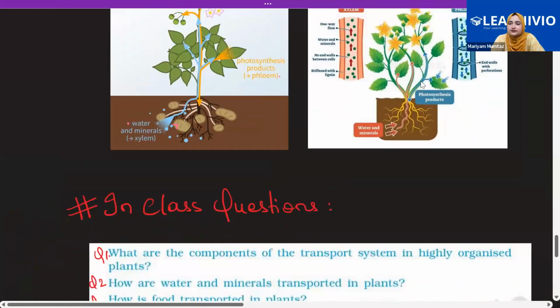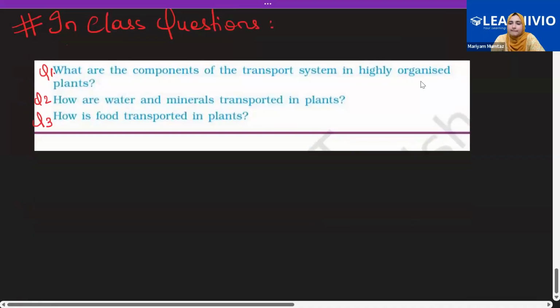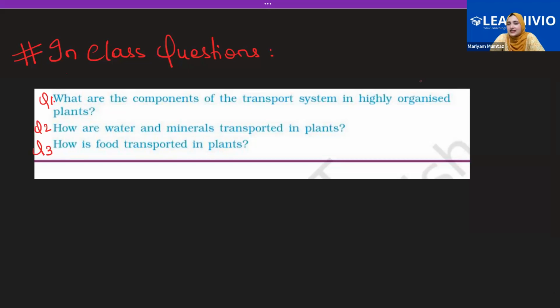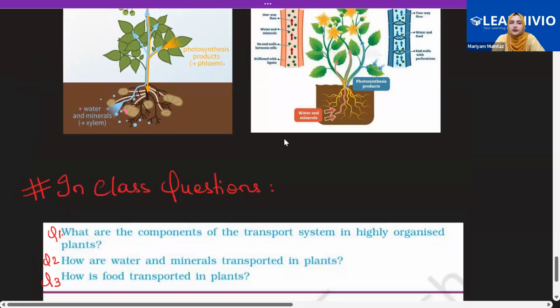Okay. Any doubts? No. So with this, the transportation in plants is completed. Now can you tell me the components of the transport system in highly organized plants? Xylem and phloem. What are the other names of xylem and phloem? Conducting tissues, vascular tissues, complex permanent tissues, you can call them all of them. The water and minerals are transported by xylem, and the food is transported in plants by phloem.